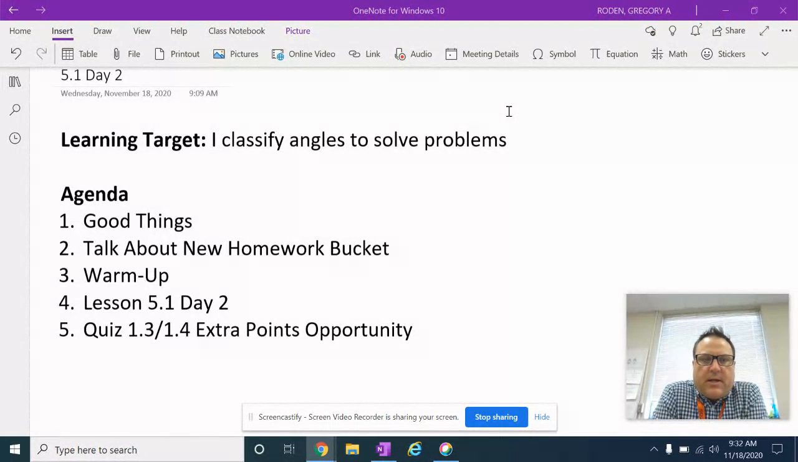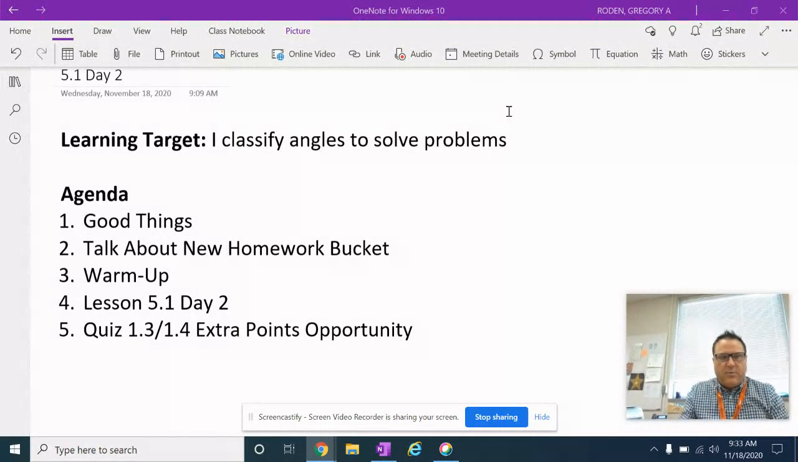So our learning target today is I can classify angles to solve problems. If you were paying attention on Wednesday, you would remember that that's the same learning target we had then also. So we're going to practice more stuff because we want you to do well on the 5.1 Delta Math assignment that's due tonight at 11:59 p.m. There are no late submissions on this, so if you don't do it, you get a 0, and no one wants a 0 because zeros are bad. So make sure that you listen carefully because this can help you do well on that assignment.